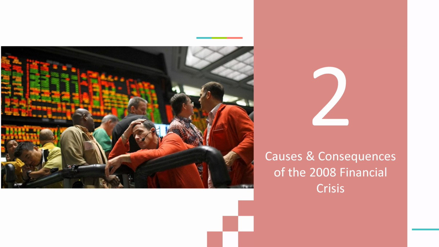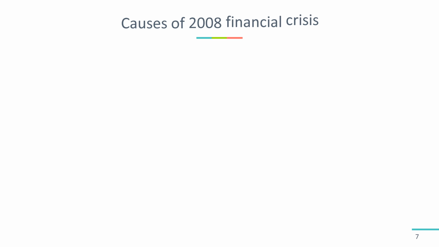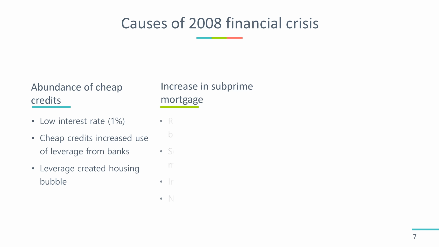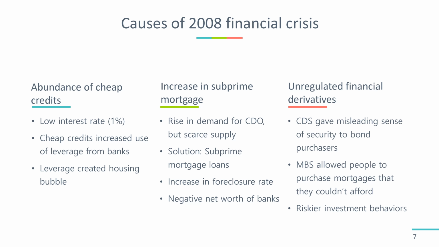It could be argued that the crisis was triggered by the housing market bubble. There are mainly three factors that created this bubble. The first is the abundance of cheap credits. In 2008, Alan Greenspan, the chairman of the Federal Reserve, lowered the federal interest rate to 1%. Investors stopped buying treasury bills and instead turned to investing in the booming housing market using the cheap and easily obtainable credit.